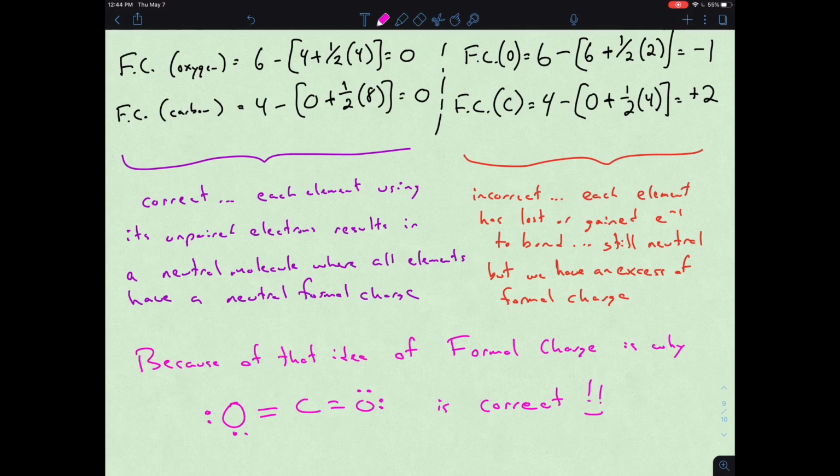Now, sometimes we already have a charge in the molecule, and so that brings some more formal charge implication into the mix. When we have neutral molecules, not all the time, but a good chunk of the time, these elements are using their unpaired valence electrons, and all the elements in the molecule are neutral. Yes, there is a little bit of gray out there, but that's a good rule to keep with going forward.